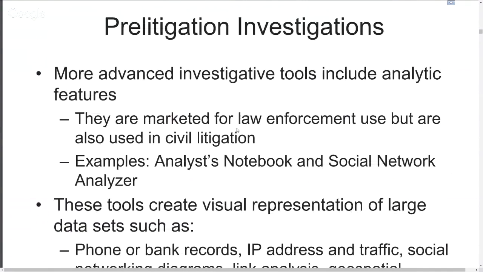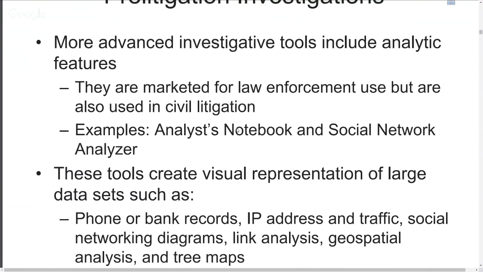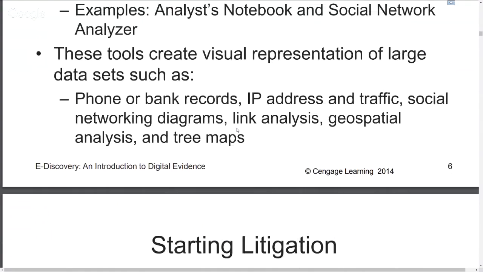Some advanced techniques include analytic features that are marketed for law enforcement, but are also used in civil litigation. An example here is Analyst's Notebook and Social Network Analyzer. There are also a few Facebook analyzers as well that are really cool. These tools provide a visual representation of large data sets like phone and bank records, IP address traffic, social networking diagrams, analysis, geospatials, and tree maps.